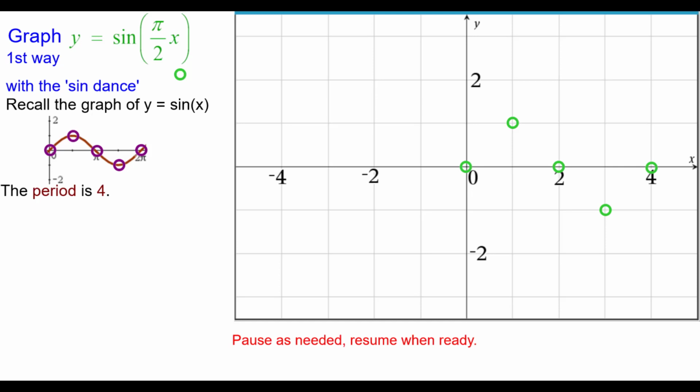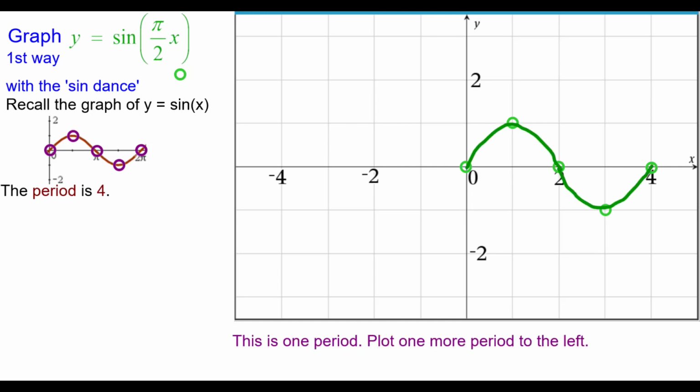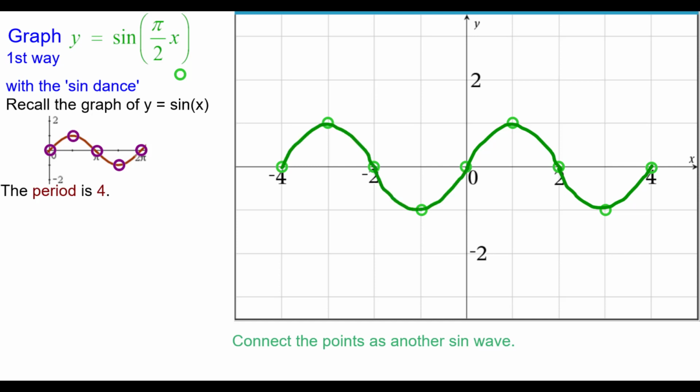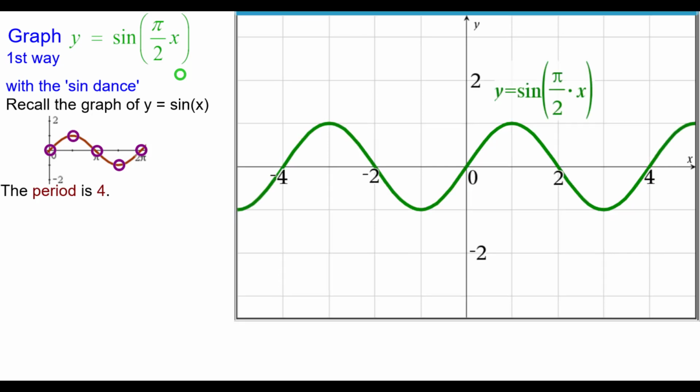Pause as needed. Connect the points as a sine wave, concave down and then concave up. But we'll plot one more period to the left, so we'll go back a full period, which is 4 units from each point, especially the key points of interest, and connect them as a sine wave. Frown, smile. Pause as needed.